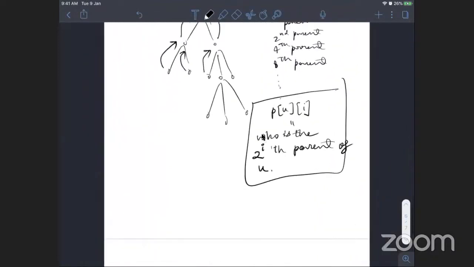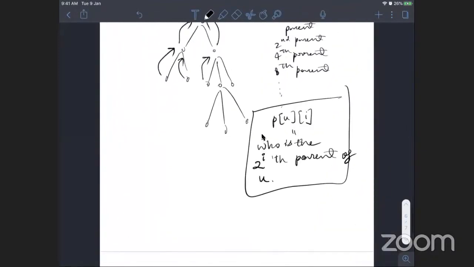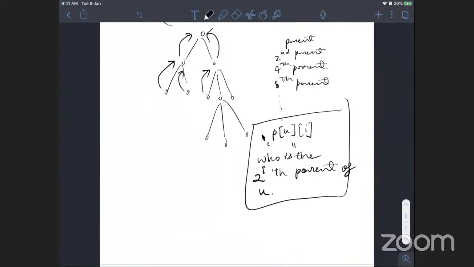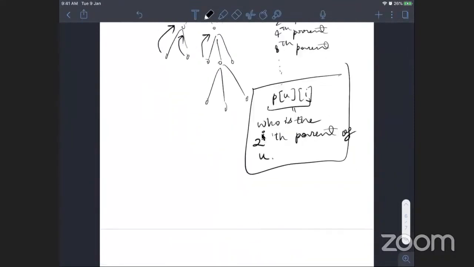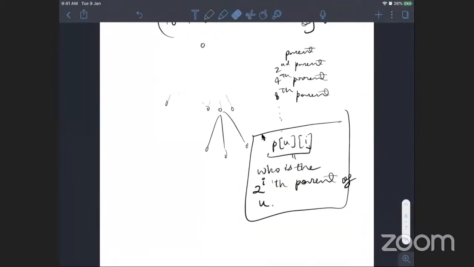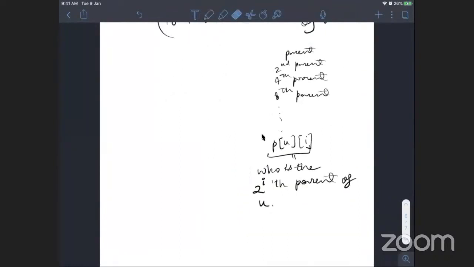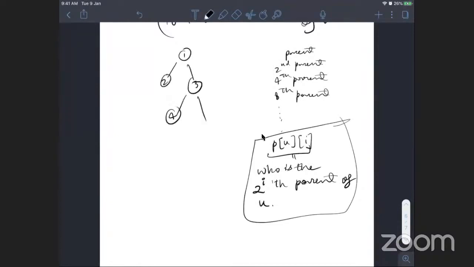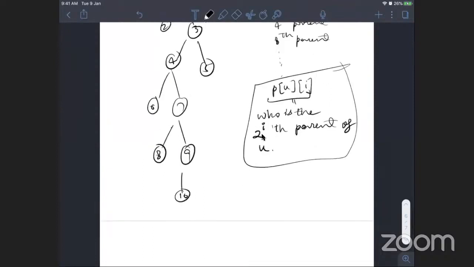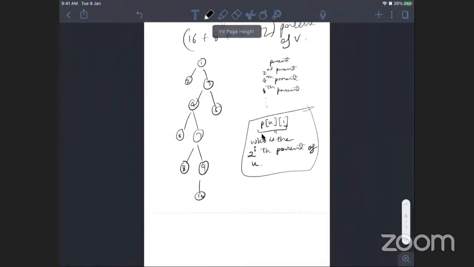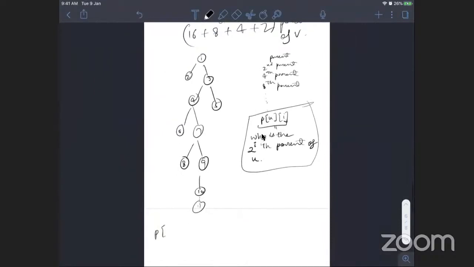Yeah, so you have this 2 to the power i-th parent of U, right? Now first forget how you construct this. Let's say we have this somehow. I'll give you an example. I'll make a very deep tree, 1, 2, 3, because I want to show what all information will be there. Okay, so now here, for example, the parent of 11, P[11][0].